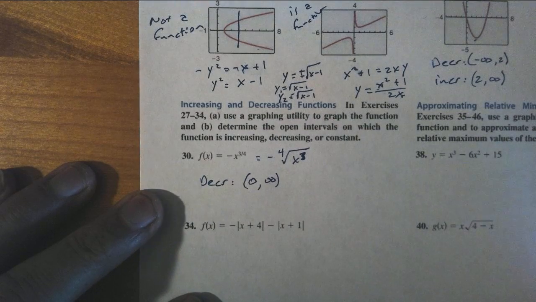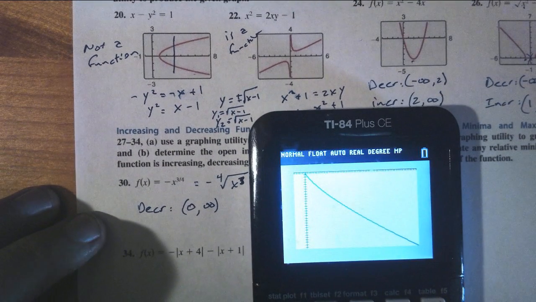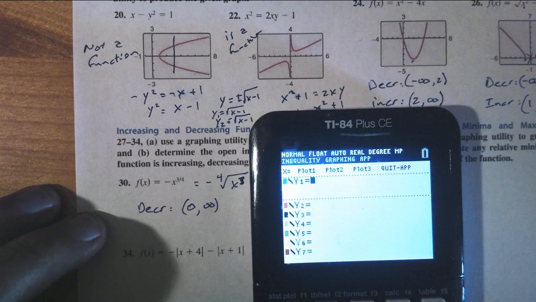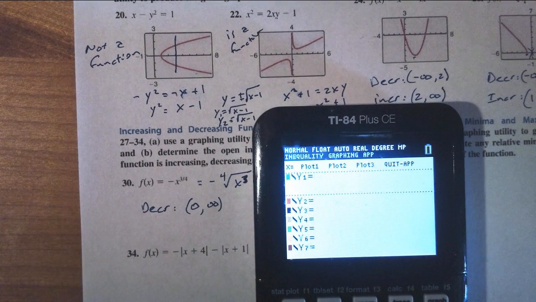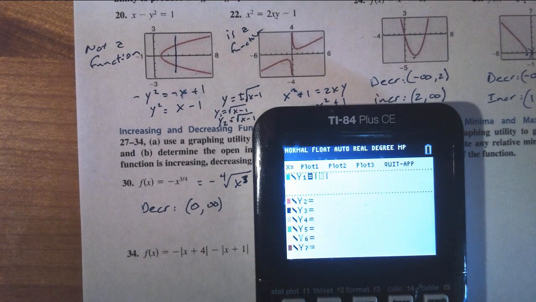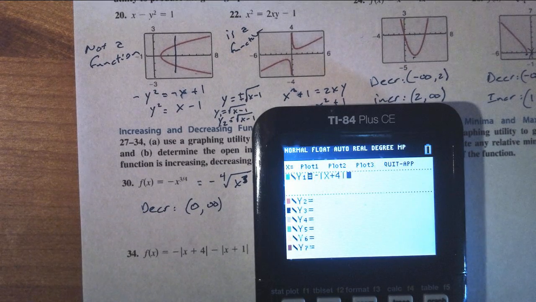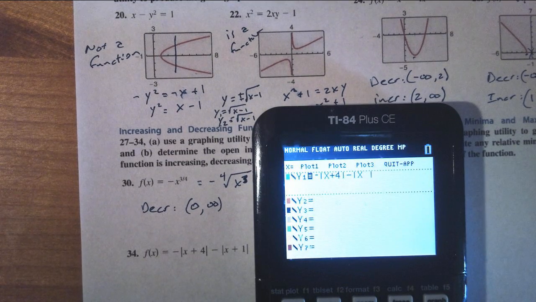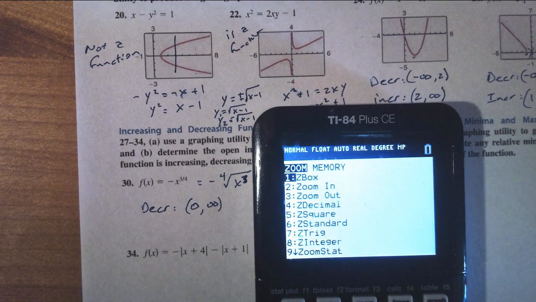All right, 34 is kind of a cool graph for the purpose of this problem. So I'm going to go back to here. Remember how we get absolute value. Second, 0, that's catalog. And we get absolute. And once again, I'm going to go back in here because I should have put a negative first. Insert a negative. And in here I need an x plus 4. Outside of there I need a minus and another absolute value. Second, catalog. Absolute, and x plus 1, and I'm going to go back to zoom 6.